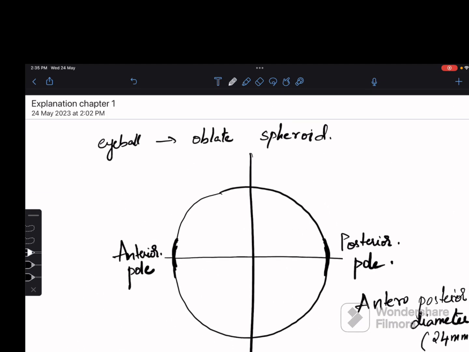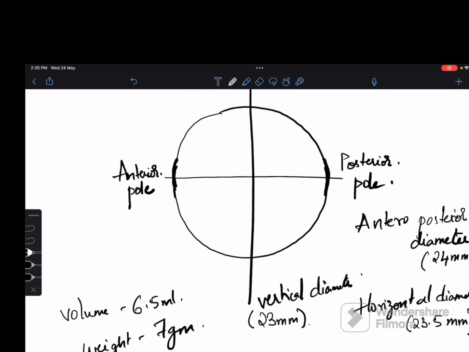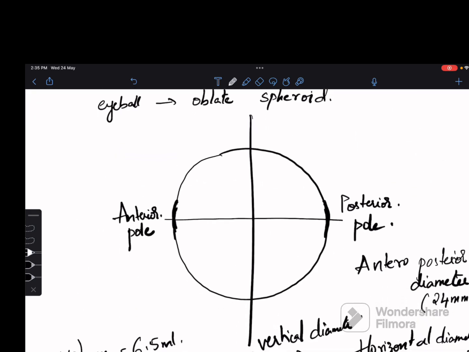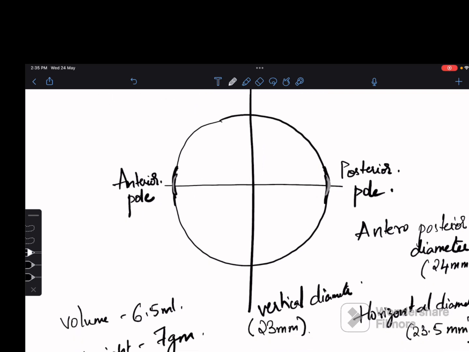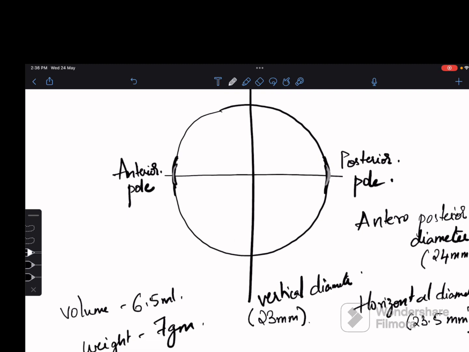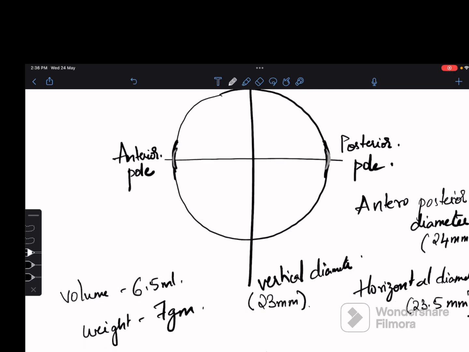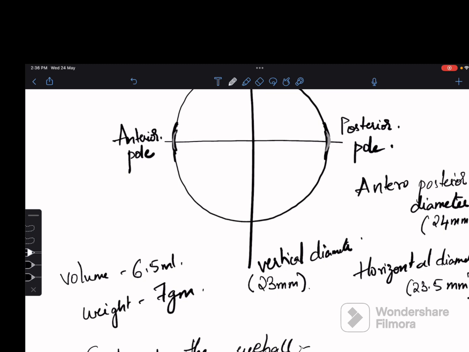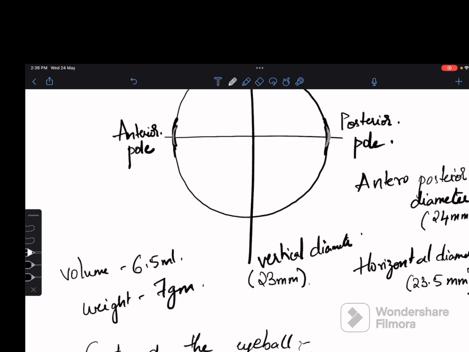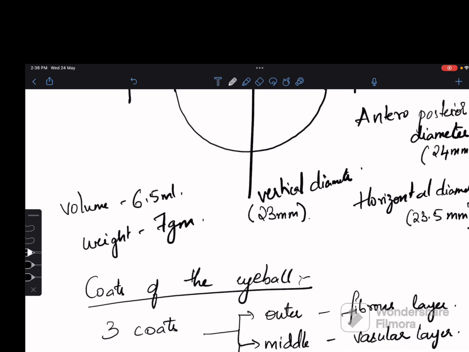I hope the basic anatomy is very clear, right? A quick revision. The eyeball is an oblate sphere. The anterior most convex part is your anterior pole, and the posterior maximal convexity part is your posterior pole. Anterior pole to posterior pole is your anteroposterior diameter, which is 24 mm. Then you have a vertical diameter of 23 mm, and 90 degrees to it is your horizontal diameter, which is 23.5 mm. So you can conclude that it is not a sphere but an oblate spheroid. The volume of each eye is 6.5 ml and the weight is 7 grams.